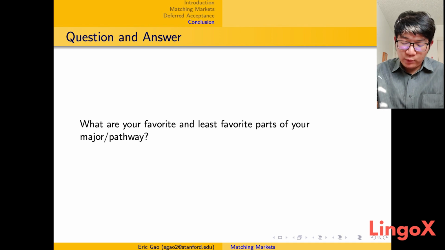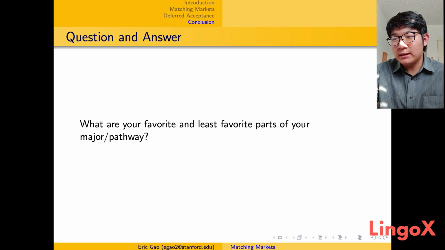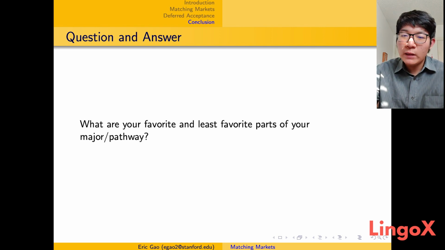Next, what are my most favorite and least favorite parts of my major/pathway? I think my favorite part is just conducting research. I especially like economics because it combines math, and math is fun for its own abstract beauty, but also economics is intuitive and there's clear real-world interpretations. So it's really combining proving a very beautiful theoretical theorem and then coming up with a way to apply it in the real world that I find is my favorite.